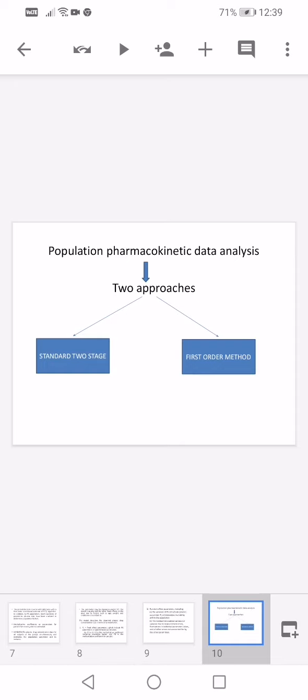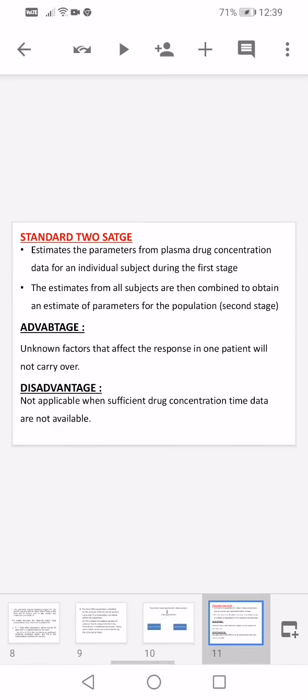Population pharmacokinetic data analysis is divided into two methods, that is the standard two-stage method and the first order method. The standard two-stage method estimates the parameters from plasma drug concentration data for an individual subject during the first stage. The estimates from all the subjects are then combined to obtain an estimate of parameters for the population.